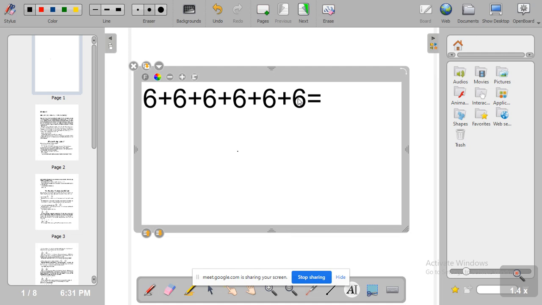Who can tell me how you can solve this? Who can give me a simple way to come up with this answer? Who can do that? Hello?